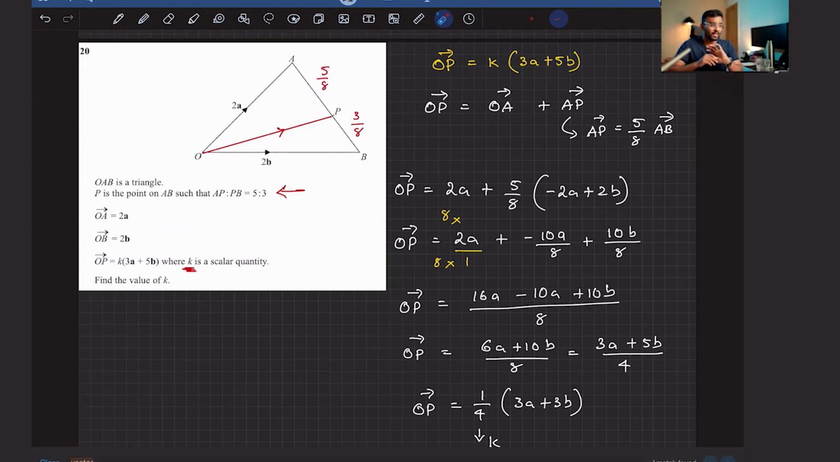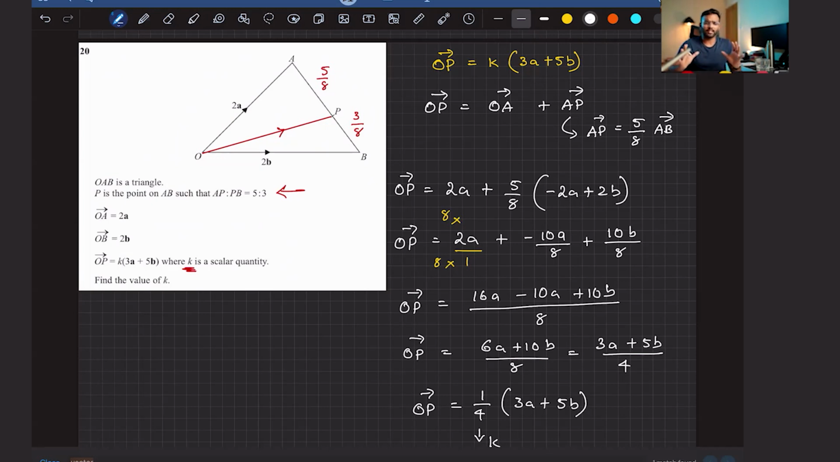So isn't it 3a plus 5b, and it's 1 by 4? Yes, this again. Here is the thing, guys.